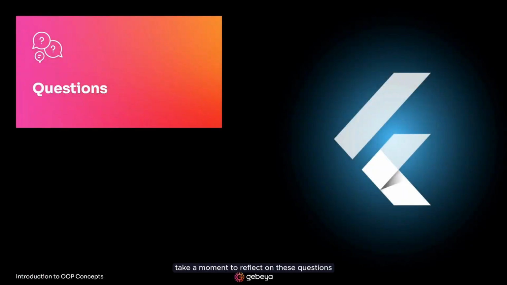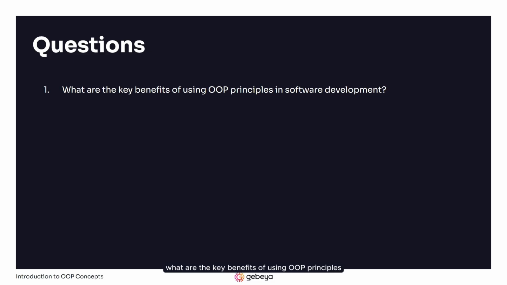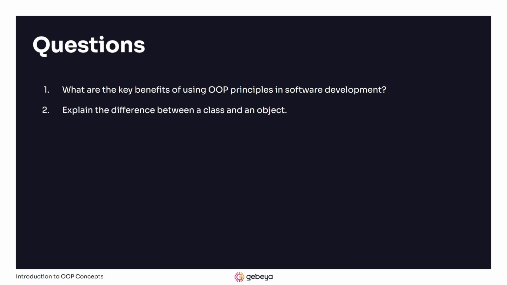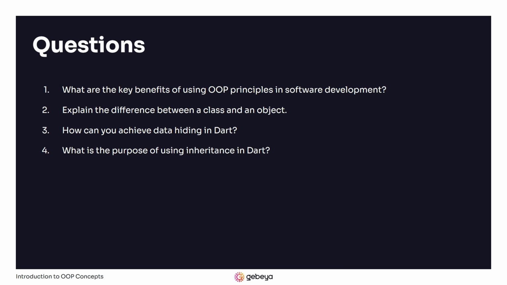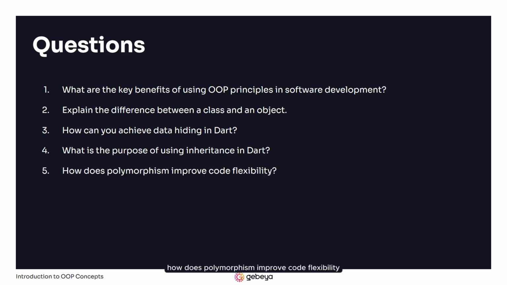Before we wrap up, take a moment to reflect on these questions. What are the key benefits of using OOP principles in software development? Explain the difference between a class and an object. How can you achieve data hiding in Dart? What is the purpose of using inheritance in Dart? How does polymorphism improve code flexibility? These questions will help you review and apply what you have learned before moving to the next lesson.